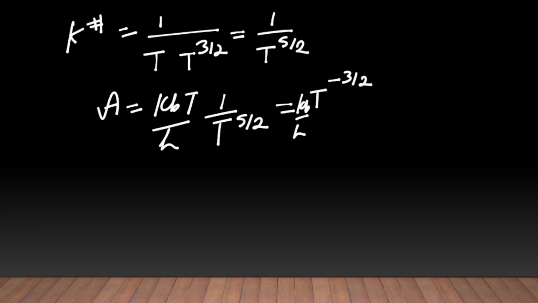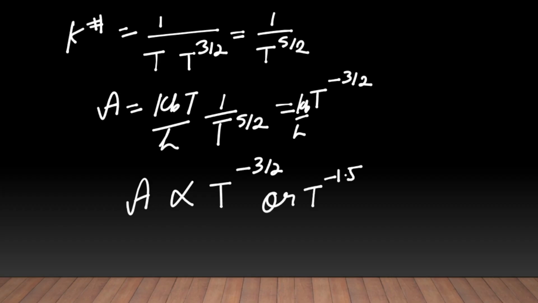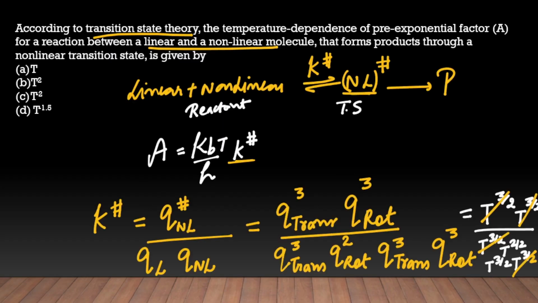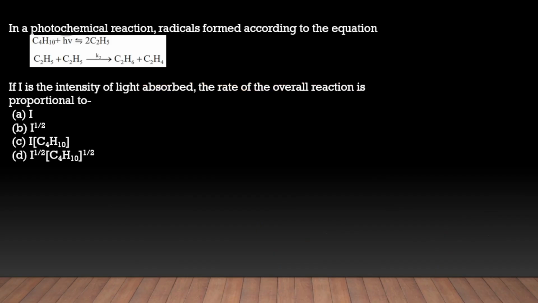So we are seeing that the pre-exponential factor A is proportional to T raised to the power of minus 3 by 2, or T raised to the power of minus 1.5. So that means the pre-exponential factor is proportional to option D, which says T raised to the power of minus 1.5. Right?